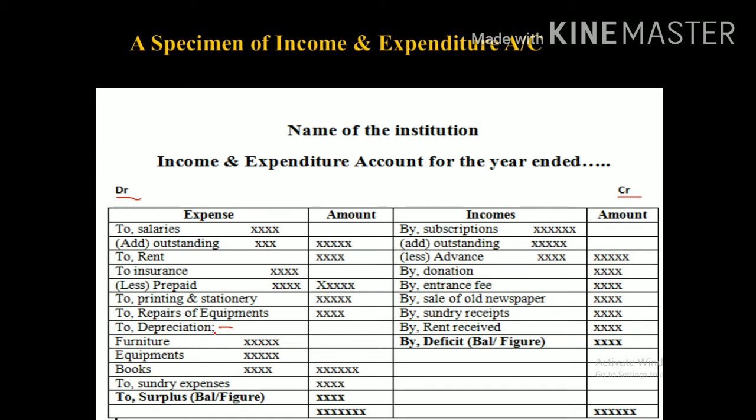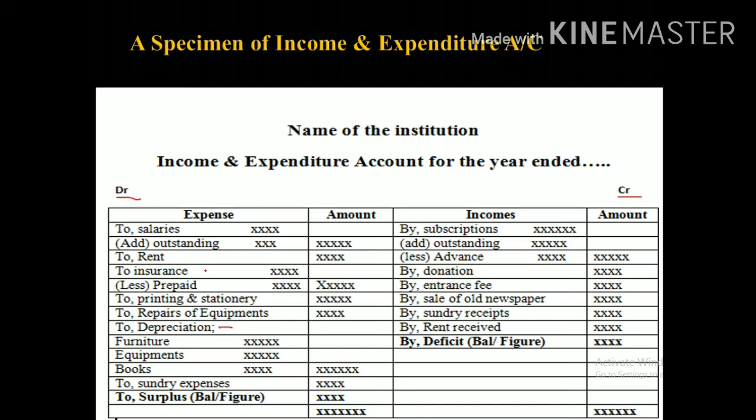One more point is to be noted. It records all the expenses for a particular period. Now look at the specimen: salary. Irrespective of the salary paid, add the outstanding and put it for the entire period, and in the other example, insurance, less prepaid. So the outstanding salary and prepaid insurance are also shown in the income and expenditure account.